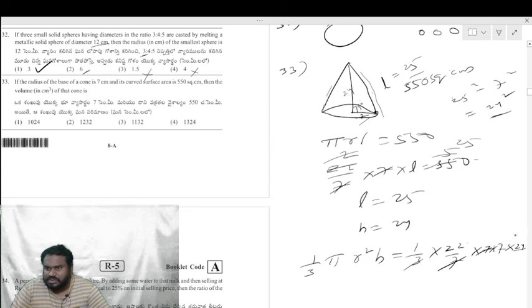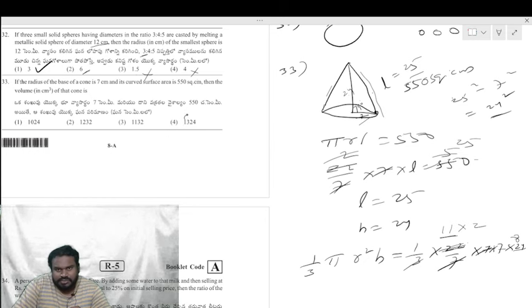So this gets cancelled, but you don't have to do these things, because here 22 is there. 22 is nothing but 11 into 2, so the answer should be a multiple of 11. Like that also you can use a shortcut. You just check which option is divisible by 11. So 1 plus 2 is 3, 3 plus 4 is 7, 7 minus 3 is 4. It is not divisible by 11, so this cannot be the answer. You should get either 0 or a multiple of 11.